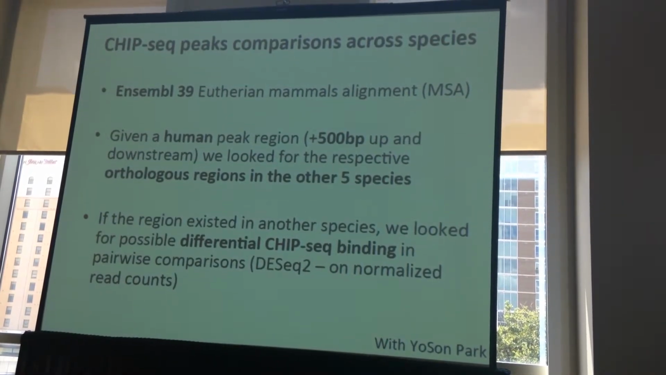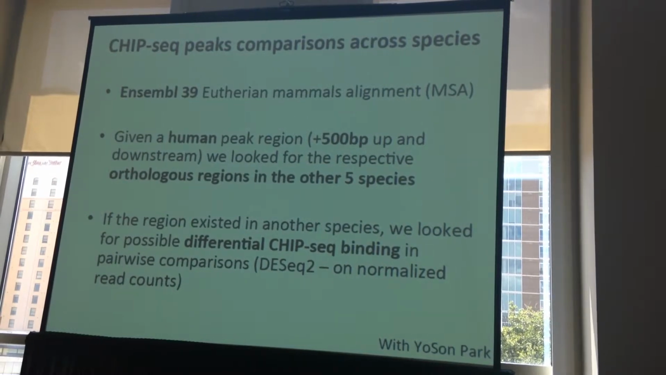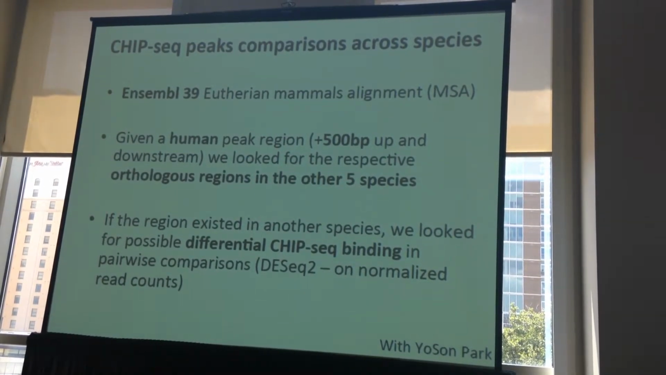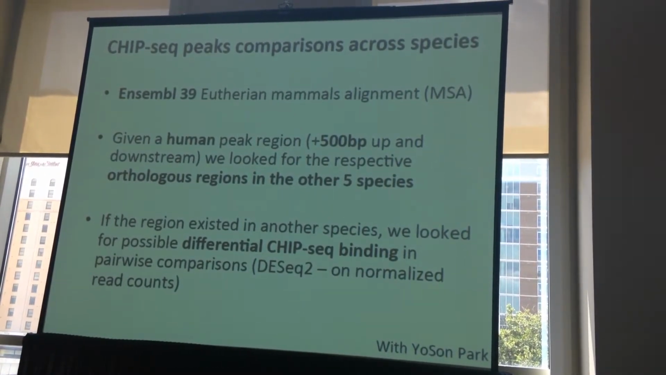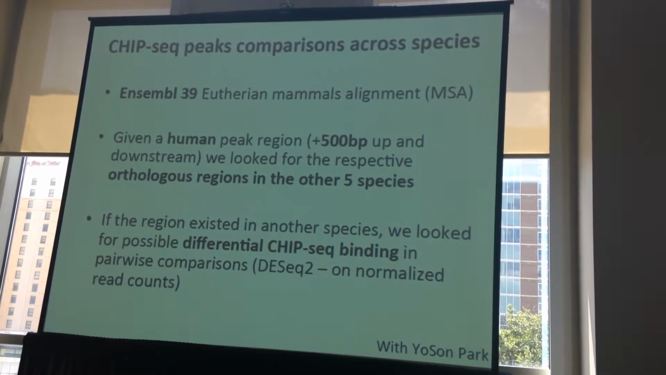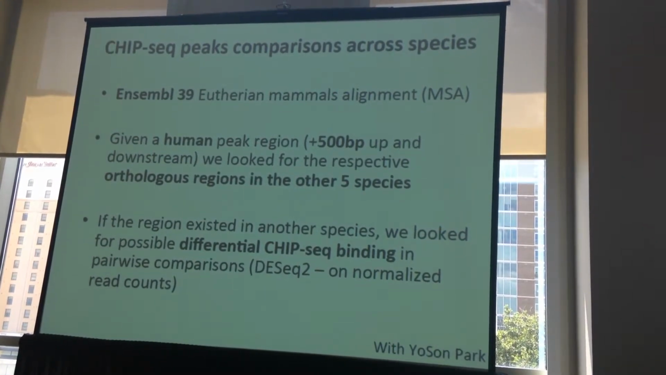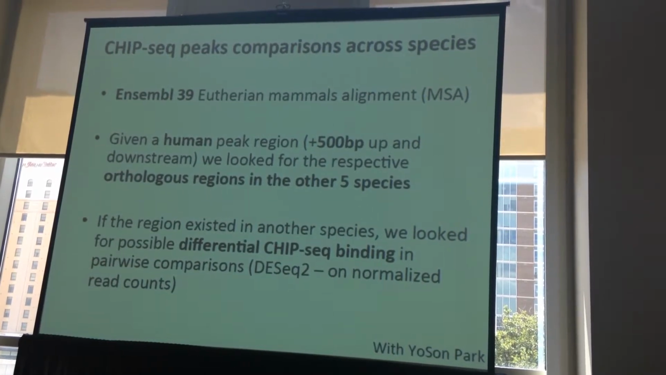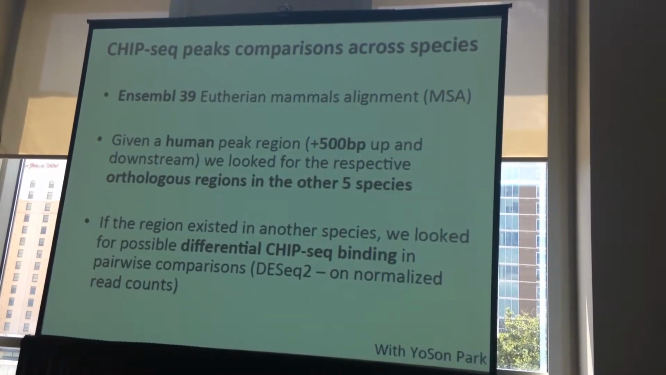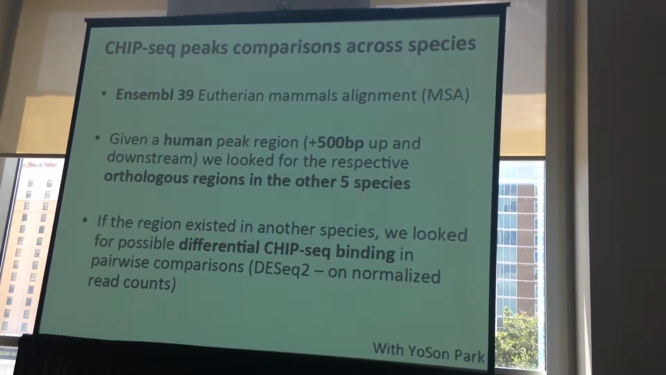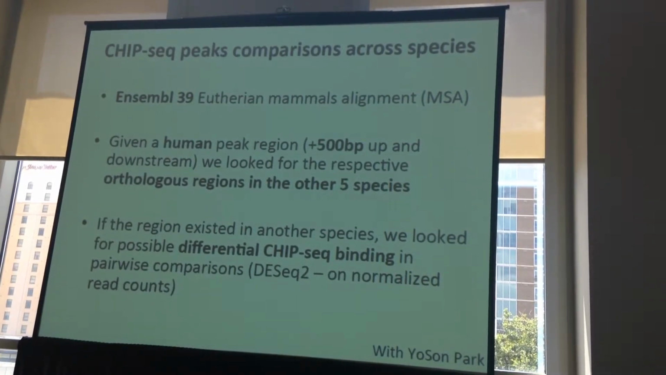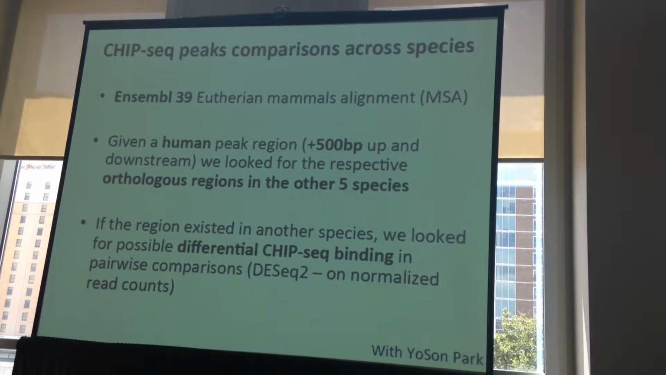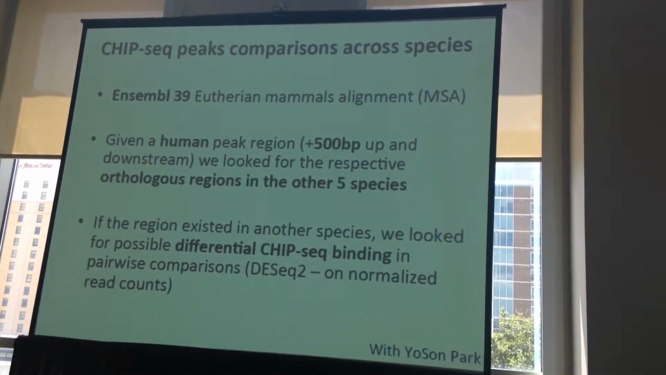A key point of our experiment was to detect orthology between the ChIP-seq peaks across the species. So we used a human-specific approach, and we took advantage of the Ensembl multi-species alignment in order to, starting from the human peaks, so the human regulatory regions, look for orthology in the other species. Each time there was an orthologous enhancer or promoter between human and the other species, we looked for differential ChIP-seq binding using DESeq2, a software that is normally used for differential gene expression. Again, I want to remark that we didn't just compare the different peaks in the different species, but we did a differential expression analysis between the human peaks and their orthologous regions in the other species.